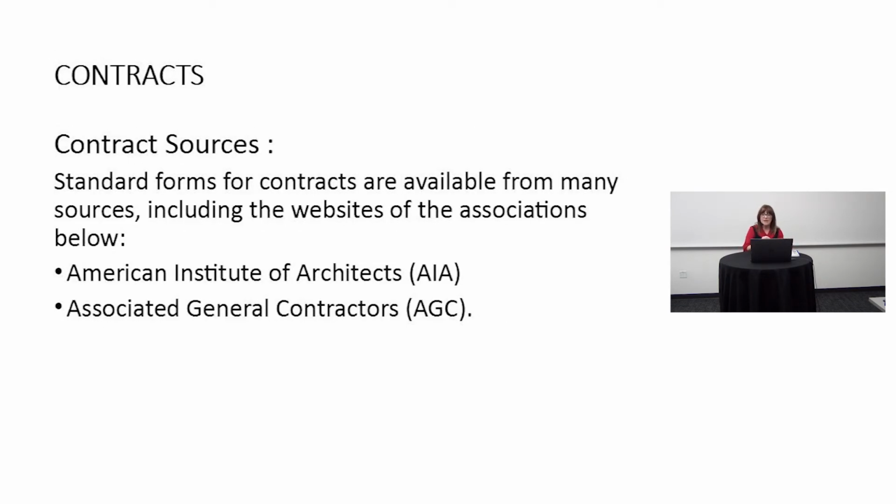Sources for contracts. Where are you going to find a good contract? Standard forms for contracts are available from many sources. Certainly, they're online, including the websites of the associations below. You can look on the website for the American Institute of Architects. You can also look on the Associated General Contractors website, which is where I got my contract that I use for commercial work.